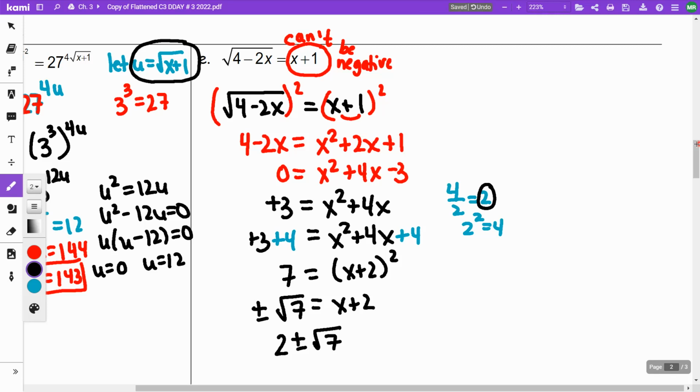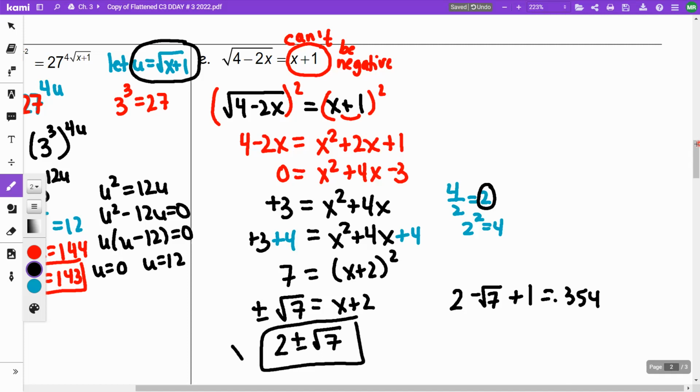And when I do 2 plus root 7 plus 1, that's going to be okay. And then when I do 2 minus root 7 plus 1, let me see what sign that will be. So 2 minus root 7 plus 1 is going to be positive also. It ended up being a positive 0.354-ish around. So both of these are answers, but you do need a check.